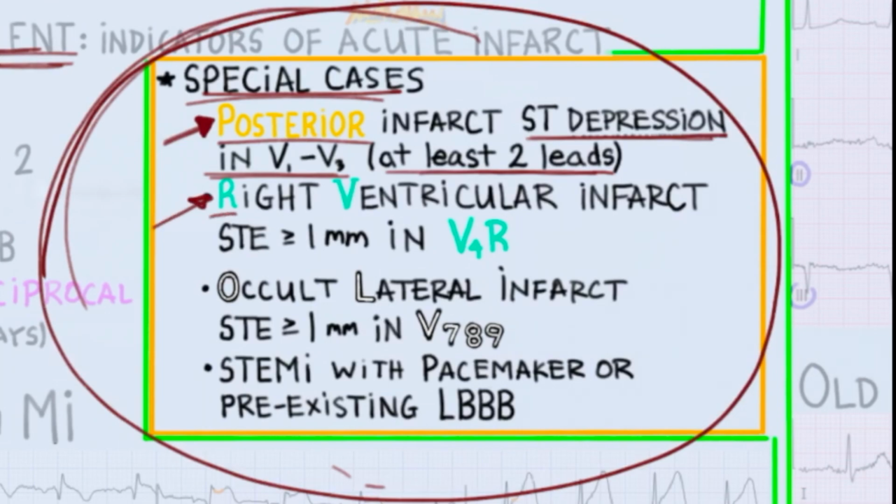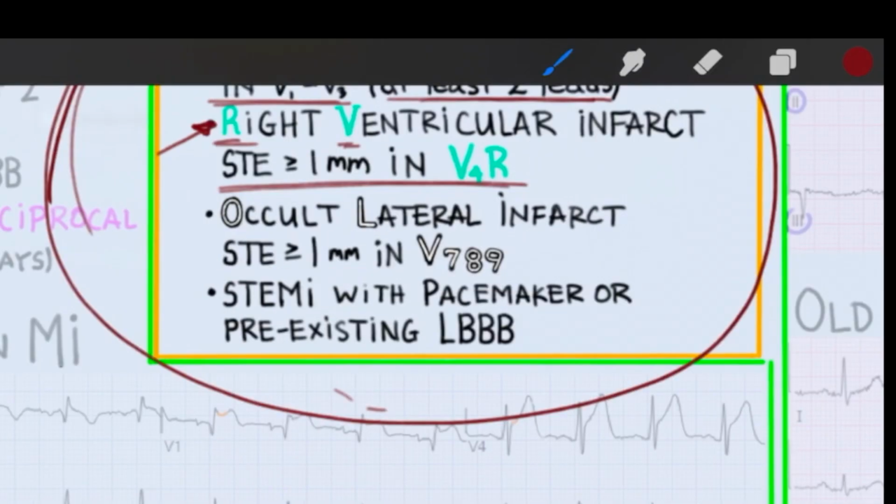So an RV infarct, or right ventricular infarct. You'll have ST elevation greater than 1 millimeter in V4R, and I'll show you what V4R is in a bit. That's a non-standard lead. You can have an ST elevation MI equivalent where there's an occult lateral infarct. So you otherwise can't see it on the normal 12-lead EKG, which has all the standard leads. And you get this occult lateral infarct when there's ST elevation of greater than 1 millimeter in leads V7, 8, and 9, again, which are non-standard leads.